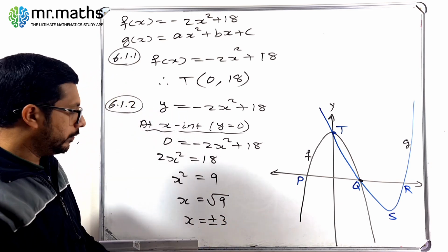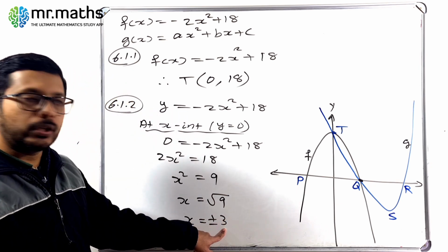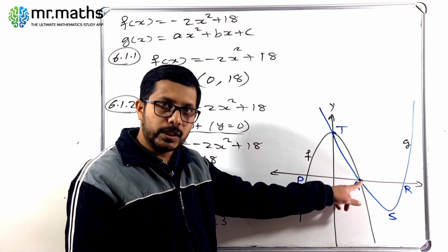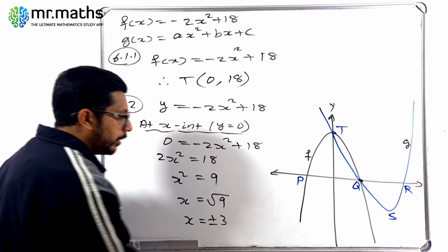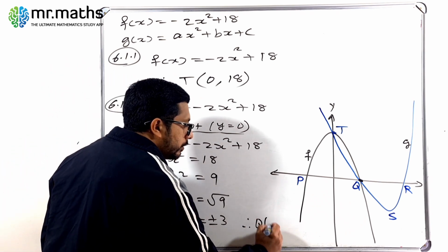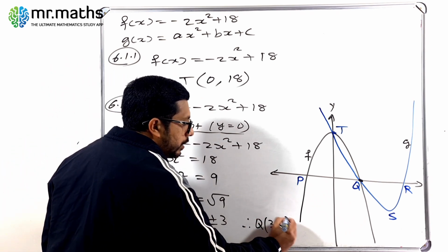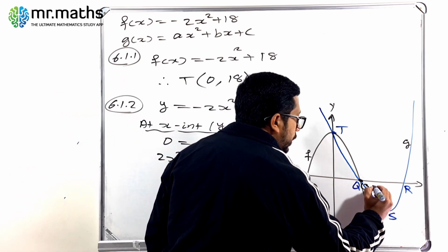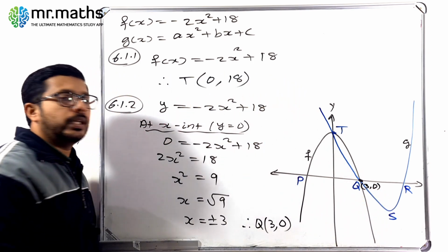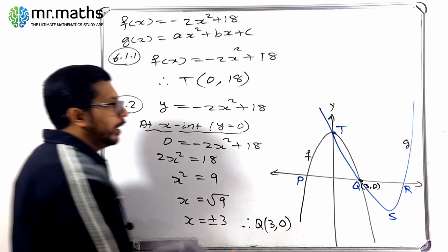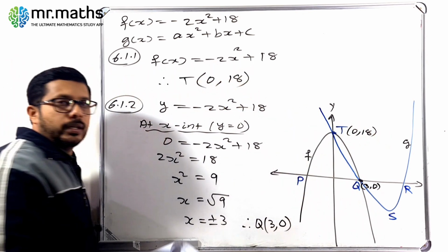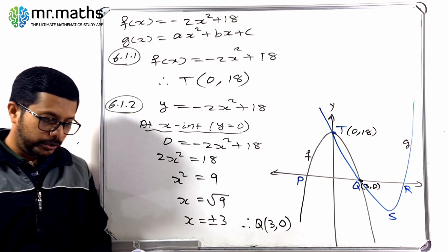So which value is correct, plus 3 or minus 3, for this Q? Here this is the origin, so Q is on the positive side. That means Q is 3, the x-intercept, y is 0. So the value of x is 3, the coordinate Q is 3 comma 0, and here the coordinate is 0 comma 18. Okay, so that is question number 6.1.2.